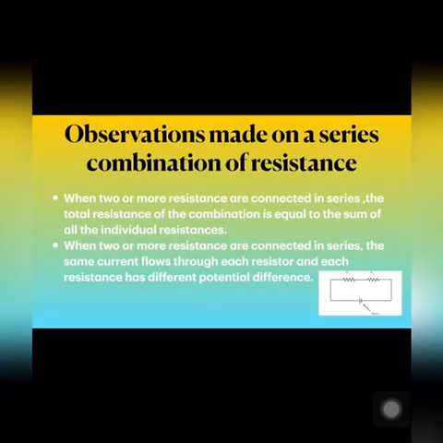Now let us conclude what we have studied about the series combination of resistance. When two or more resistances are connected in series, the total resistance of the combination is equal to the sum of all the individual resistances, like R equals R1 plus R2 and so on. The same current flows through each resistor, because current remains the same in a series circuit, and each resistance will have a different potential difference. So this is all for the series combination of resistance.